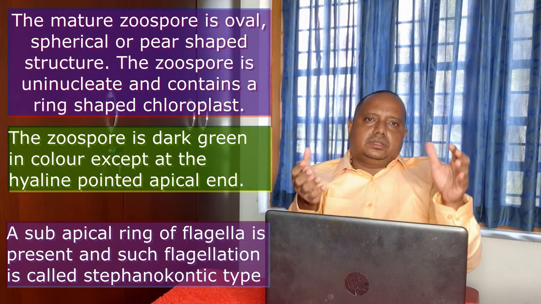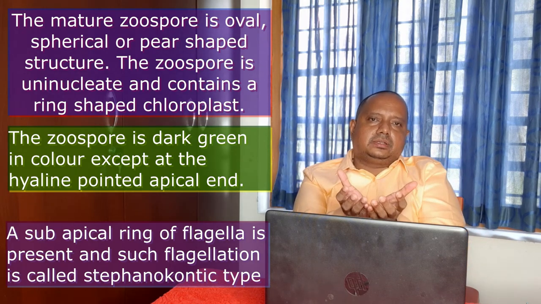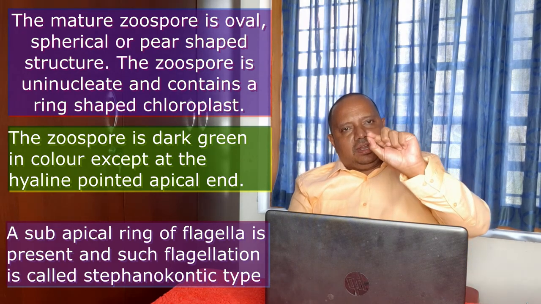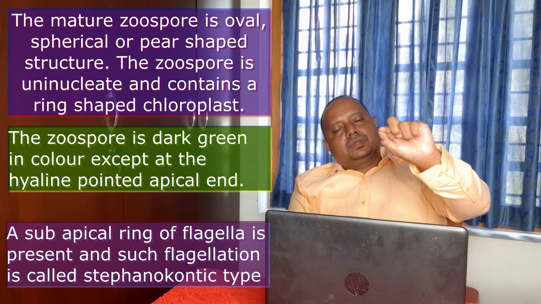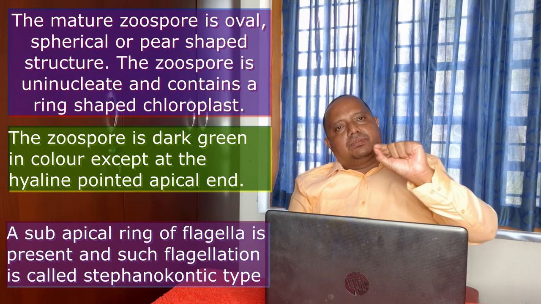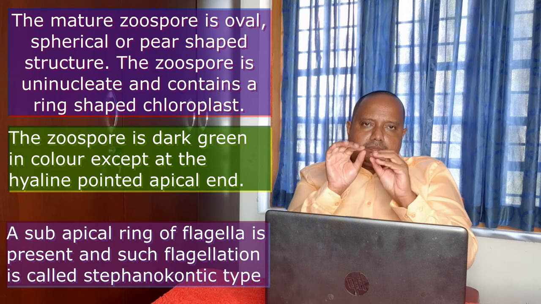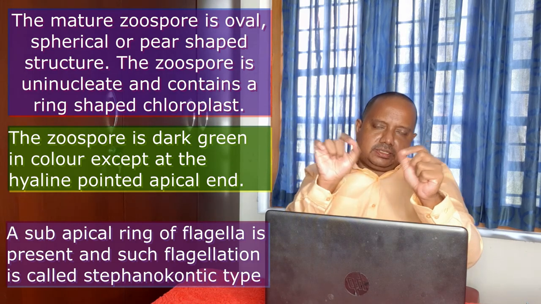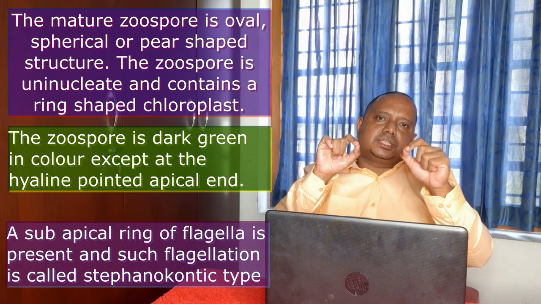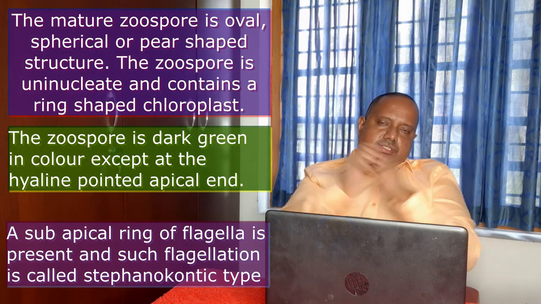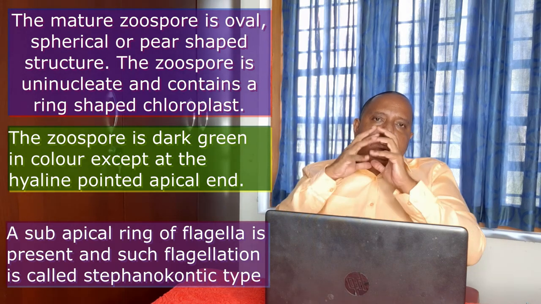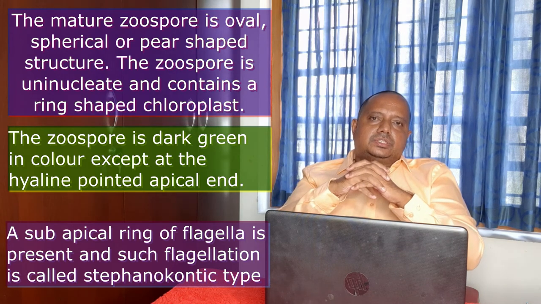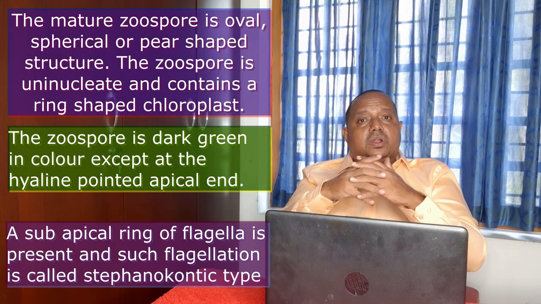The remaining region is thick green in color, and at the margin of this hyaline region a number of flagella develop. There is a ring of blepharoplasts which are interconnected, and the flagella arise from these blepharoplasts. This kind of flagellation is known as stephanokont type.